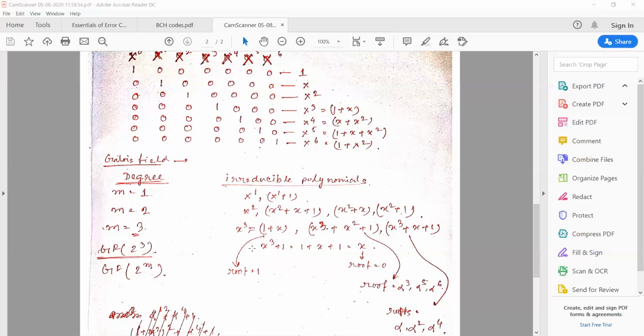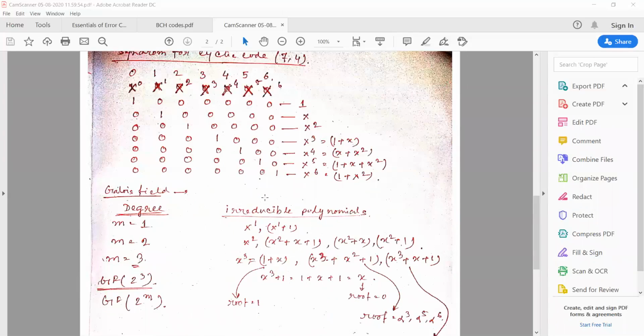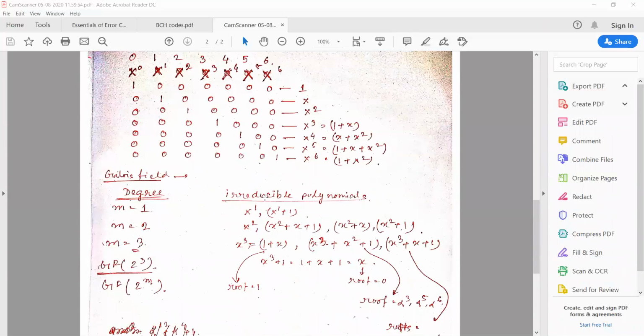In case of x also, x cube plus 1, so 1 plus x plus 1. So 1 cancels out by XOR addition, and this is x. So the root is 0. When x is considered as 0, then only this equation is 0, so the root equals 0, right? And then we will see how the roots of this equation become alpha cube, alpha to the power 5 and alpha to the power 6 in this way. Okay, right? So this is the thing we will consider in this lecture.